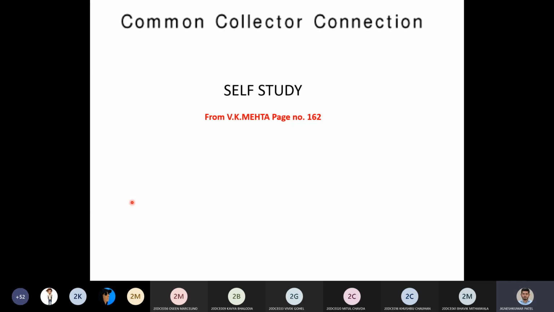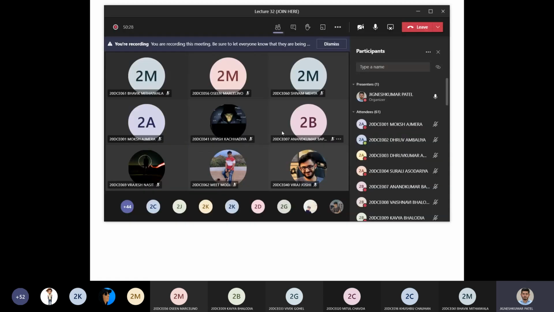In the same way, we have the common collector connection, which is for self-study. I have already uploaded the book by V.K. Mehta, so you can refer to it from there. If you have any doubt, you can ask me. So we'll stop here for the lecture, and we are almost done. This is the only topic that is remaining, the common collector connection, and it's for self-study. If you have any questions, you can ask.